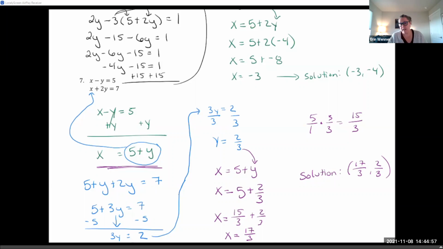So just because you get a fraction doesn't mean it's automatically wrong. Obviously, if you put that answer in and it yells at you, then it's wrong. But it is possible to get fractional solutions here.